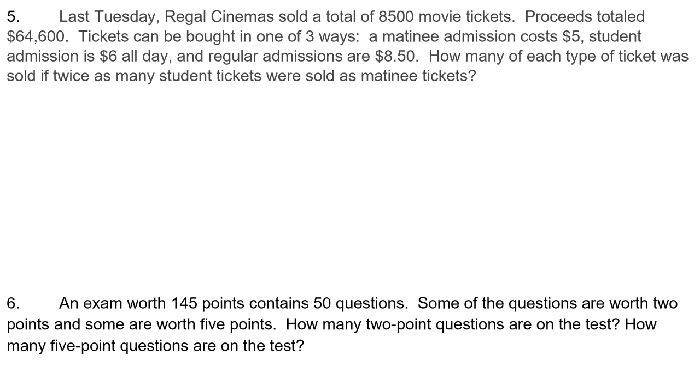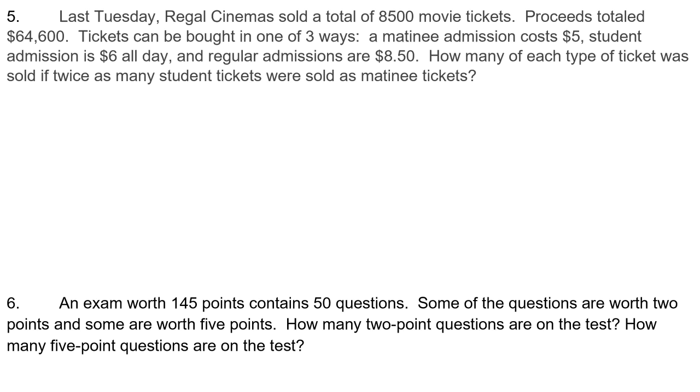All right, number 5. Last Tuesday, Regal Cinemas sold a total of 8,500 movie tickets. Proceeds totaled $64,600. Tickets can be bought in one of 3 ways. A matinee admission costs $5, student admission costs $6, and then regular are $8.50. How many of each type of ticket was sold if twice as many student tickets were sold as matinee tickets?